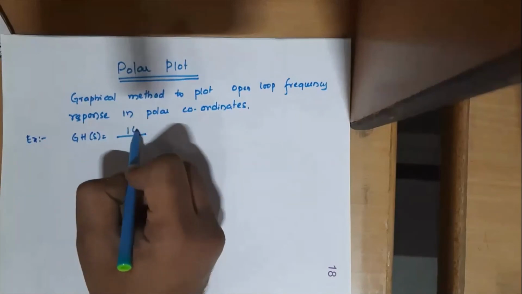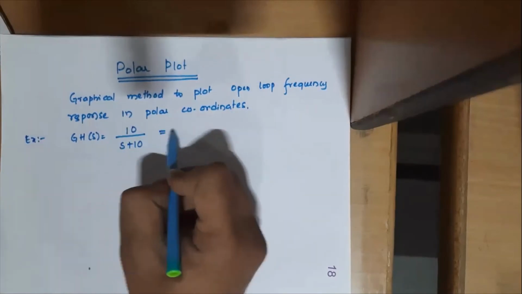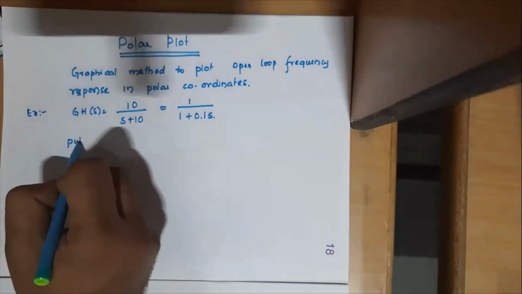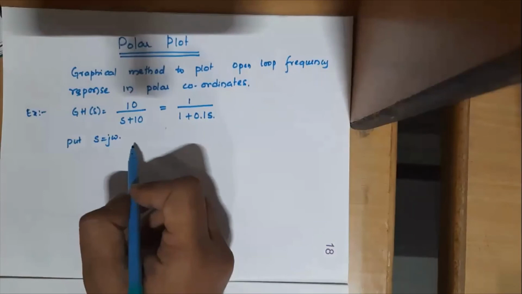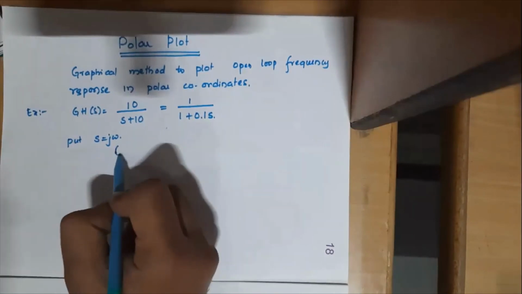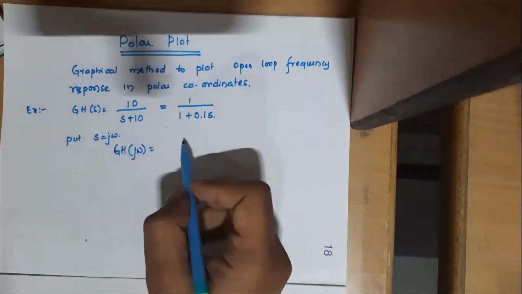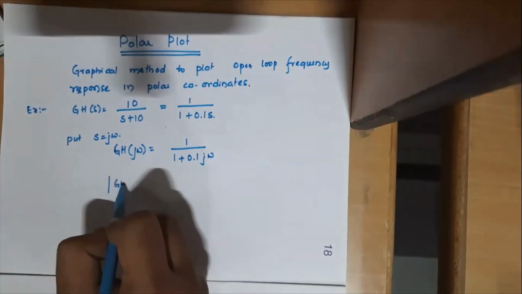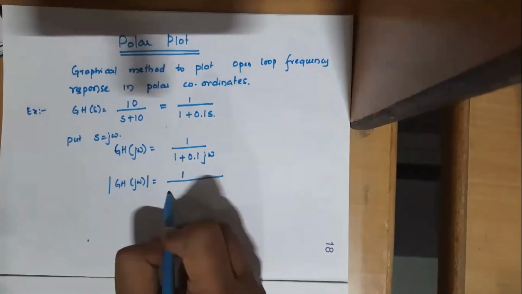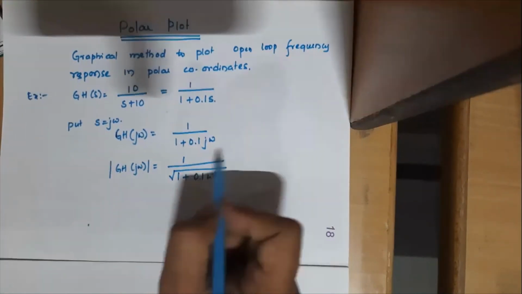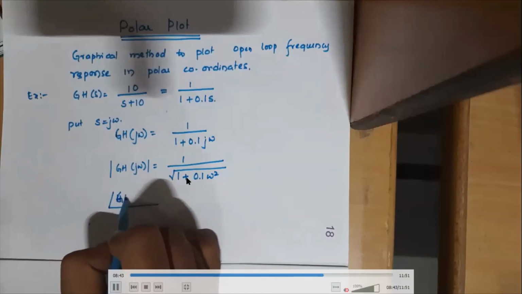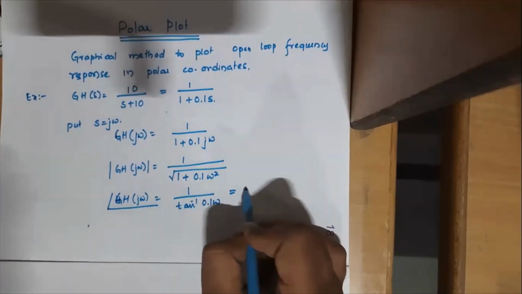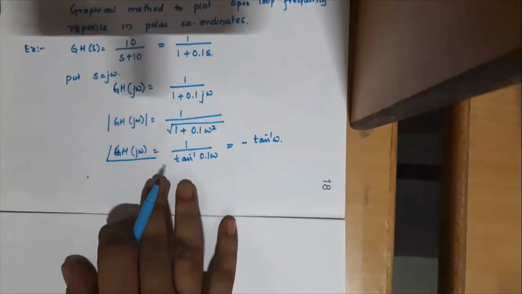Suppose you have an open loop system G(s)H(s) equal to 10 divided by s plus 10. Let me take 10 as common, then I can write it as 1 divided by 1 plus 0.1s. So substitute s equal to j omega, then we get G H of j omega equal to 1 divided by 1 plus 0.1 j omega. So I can write the magnitude as 1 divided by square root of 1 plus (0.1 omega) whole square. This should be whole square. Then the angle of GH of j omega equals minus tan inverse of 0.1 omega.